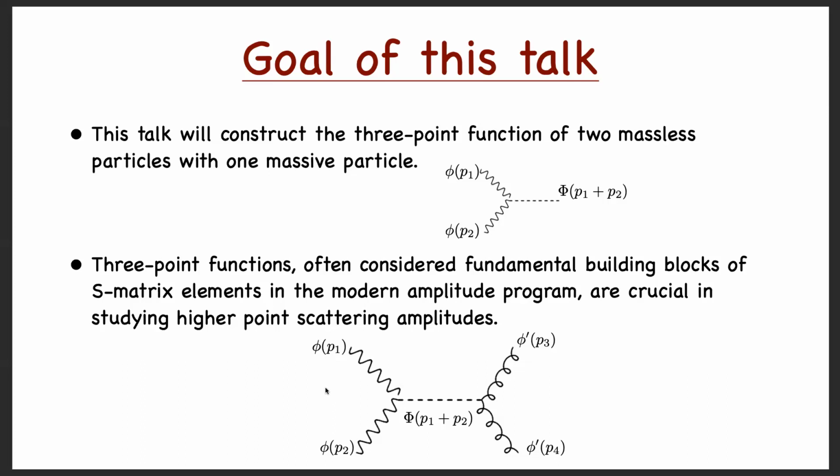In this type of diagram, one can see that these particles, phi with momentum P1 and phi with momentum P2, are coupled to a massive higher-spin particle, and then again they create these two phi. So here the interaction is mediated by a massive particle of this kind.